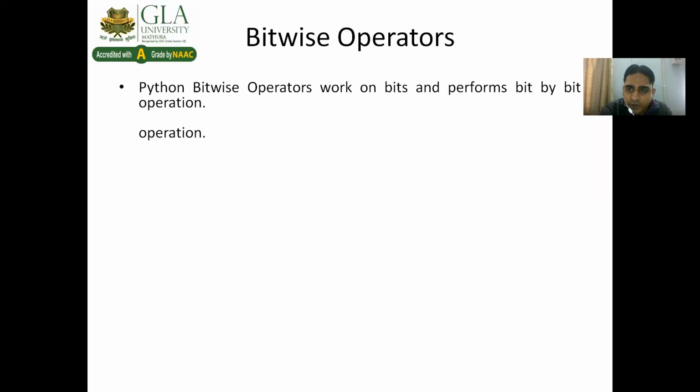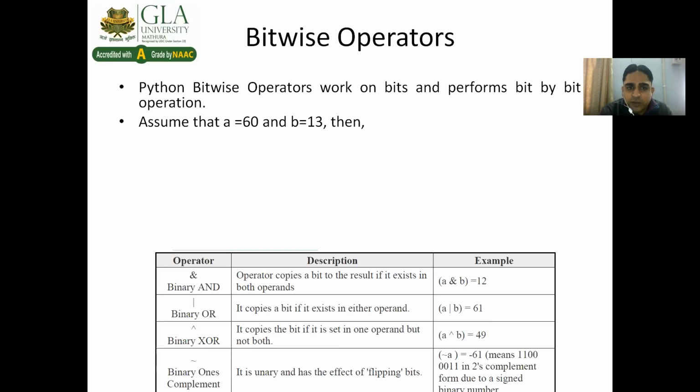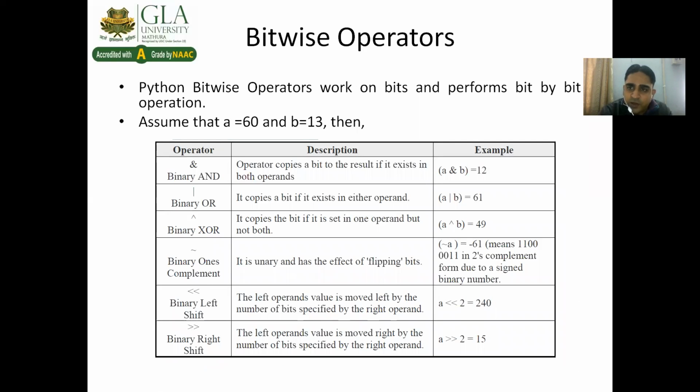So we also have the bitwise operators, which work on bits. Assume that a equal to 60 and b equal to 13 are the values. Then we have the AND operator, which works on the binary values of the operands. So 60 will be converted into binary first, and 13 will be converted into binary first, and every single bit will be processed with the AND operator. For AND, you know that if both the values are 1, then only you are going to get the answer as 1. If either of the values is 0, then you are going to get the answer as 0.